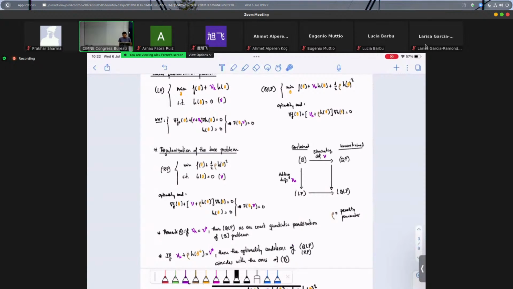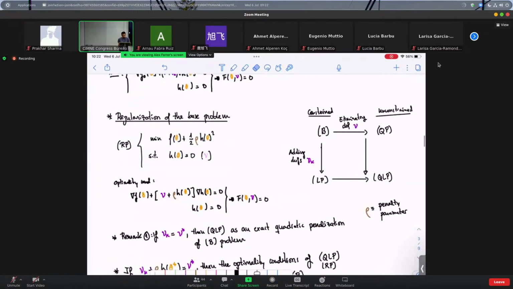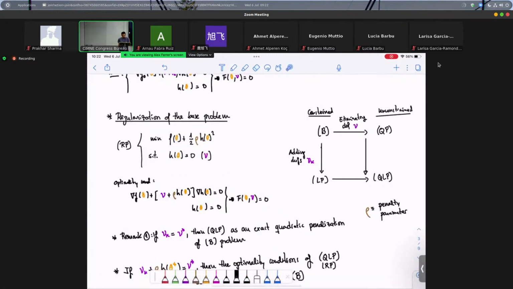So the optimality conditions for this regularized problem are: gradient of f plus 2 times this term, and you see the difference. Sorry, this term is this one, and 2 times this term is this one, and also the constraint.